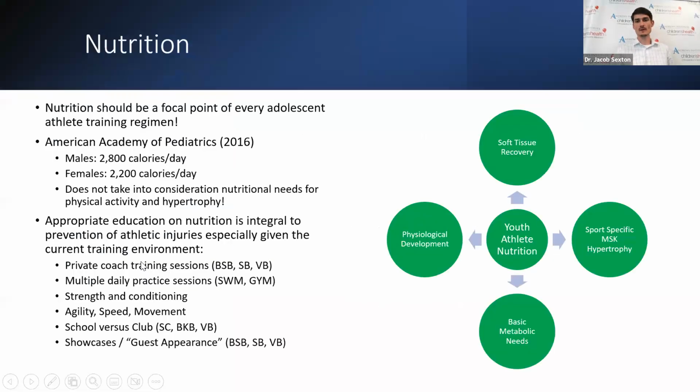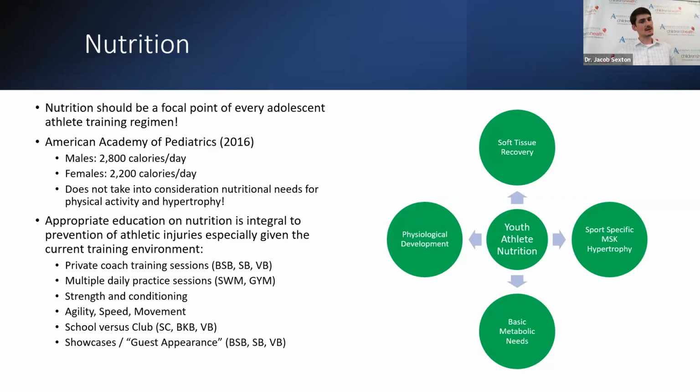So most importantly, in my opinion, is probably nutrition and recovery for these athletes, because it should be a focal point of every adolescent training regimen. This is from 2016. Luckily, we have Ms. Gabby here today. She's going to give a lot more information on this for us. But for males, adolescent age, that's 2,800 calories a day. And that's on average before incorporating any of their physical activity, any of their weight training, or any of that other stuff that we expect these athletes to do. Females, 2,200. And again, that doesn't take into consideration the nutritional needs for physical activity and hypertrophy.